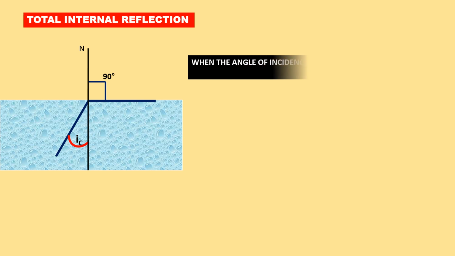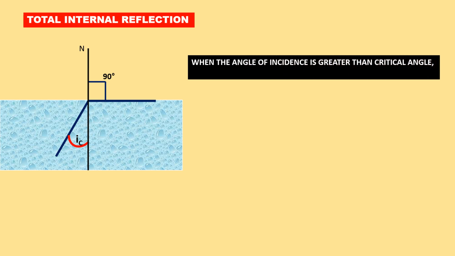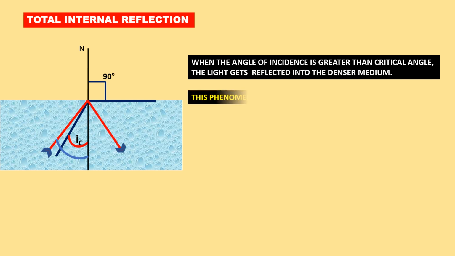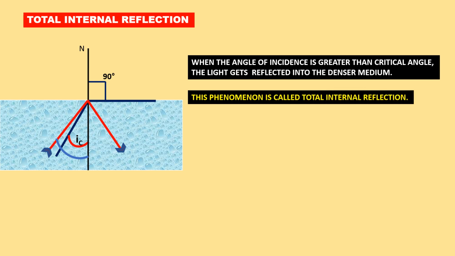Please observe this once again. When the angle of incidence is greater than critical angle, the light gets reflected into the denser medium. This phenomenon is called total internal reflection.